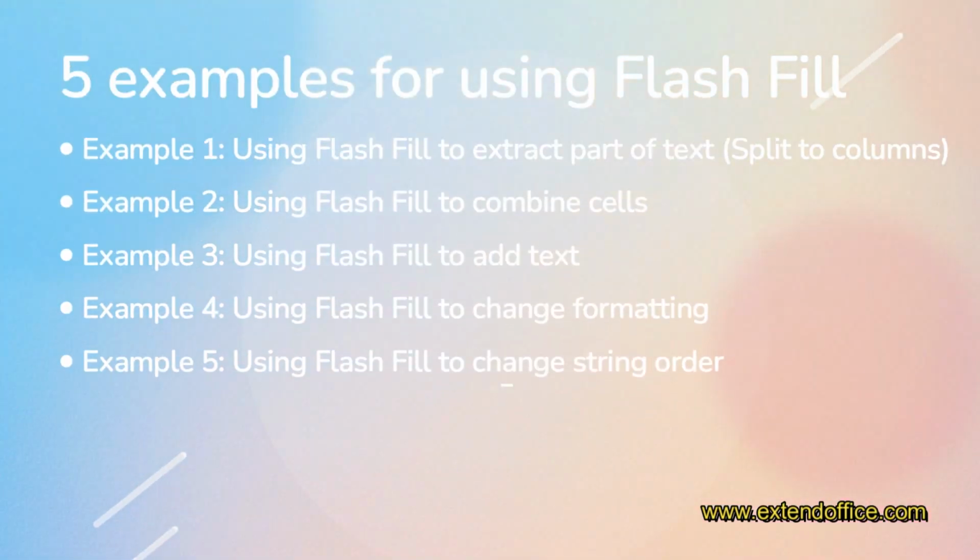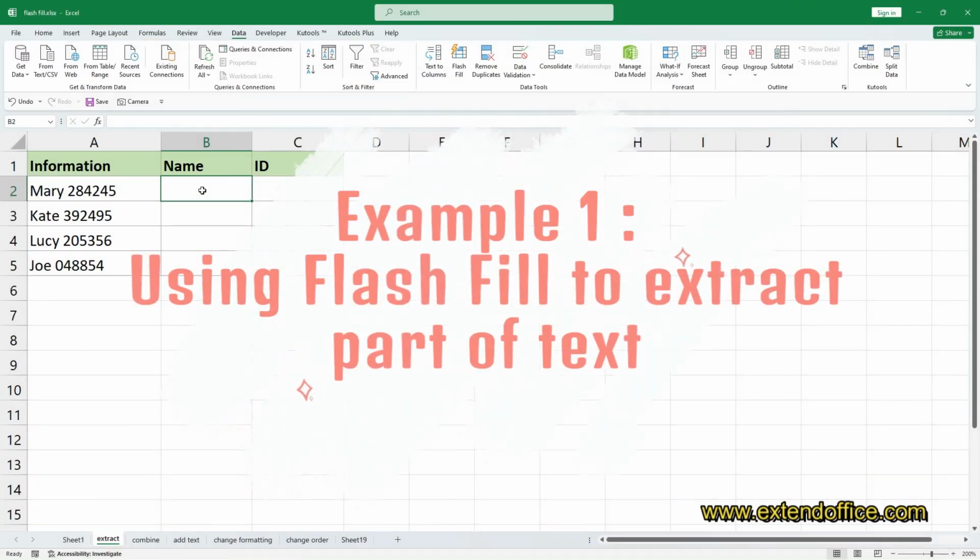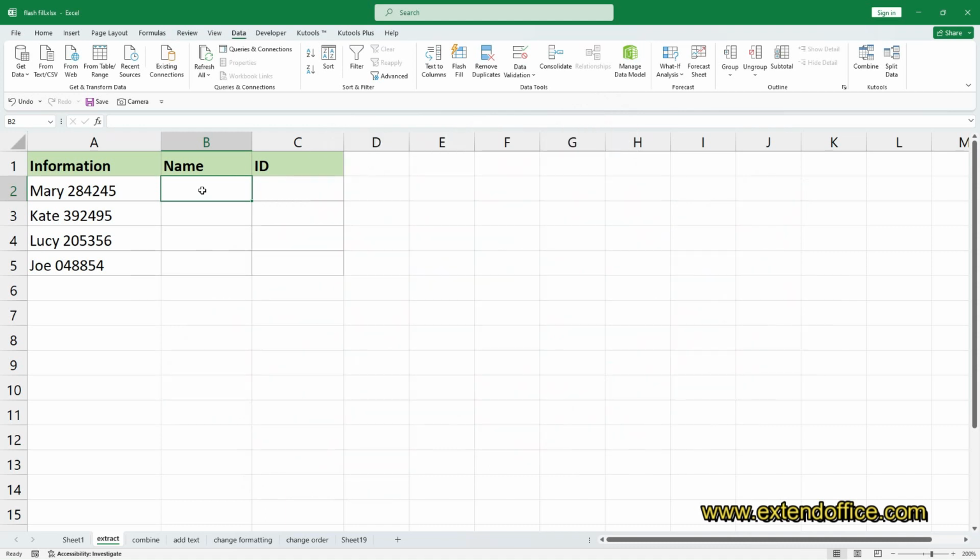Taking advantage of Flash Fill in Excel to tackle various tasks is remarkably efficient. In this guide, we present 5 scenarios to demonstrate the power of Flash Fill. Example 1. Using Flash Fill to extract part of text. Flash Fill is a powerful tool for tasks like separating first names from full names, extracting specific parts of addresses, or isolating numbers from text.